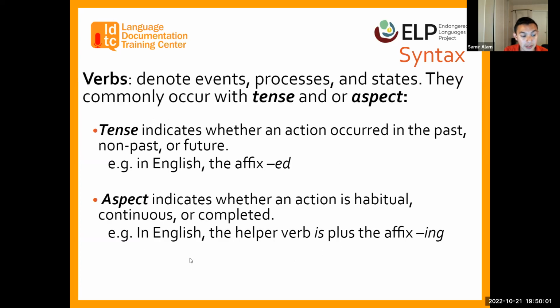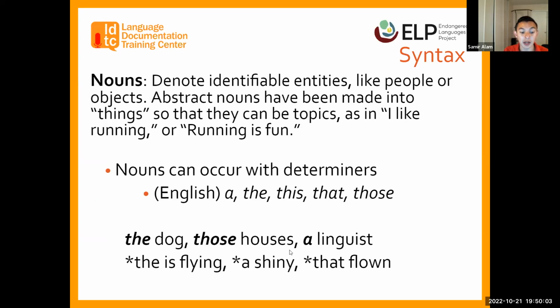And the examples on the bottom, that is flying, a shiny, that flown. The star indicates that those aren't what we normally consider grammatical sentences in English. They don't sound natural, at least in standard American English, which is what I'm speaking right now. And the reason is because these determiners are not coming before nouns, right? So one of the key features of a noun in English is that the noun occurs with determiners before it.